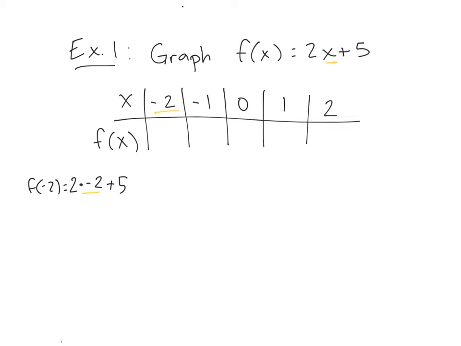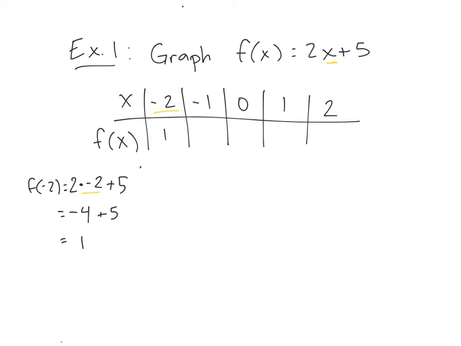And again, I'm always going to do my multiplication first, then my addition. So 2 multiplied by -2 makes -4. And then -4 plus 5 is going to make a +1 because I have more positives than negatives. So when I input -2, it's going to output 1. So that means my y value, or my f of x value, at the input value of x equals -2 is going to be 1.